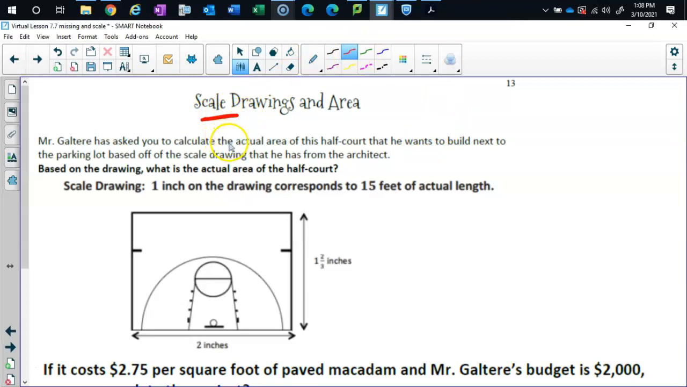okay? Let me just tell you something. Scale means an item is either exactly like it should be, but either shrunken down or made large. So this is a blueprint of a basketball court. Clearly, this is not an actual basketball court, right? Because look at how small that is. This is what we call a scale drawing, okay? A scale drawing. This is a lot smaller than the actual court.